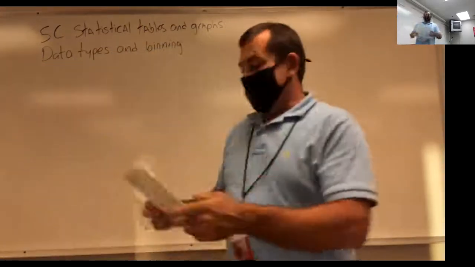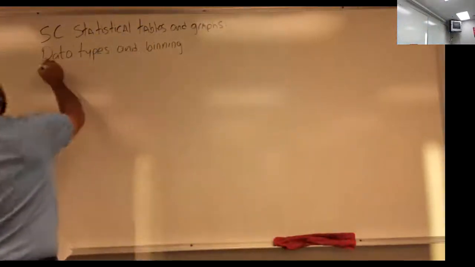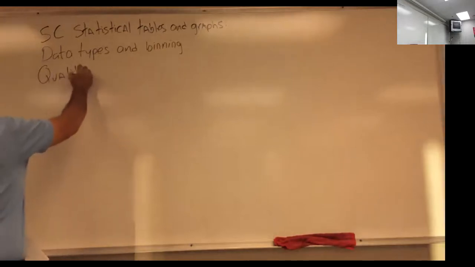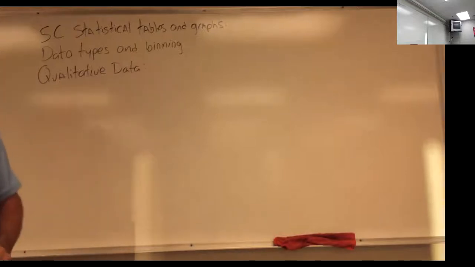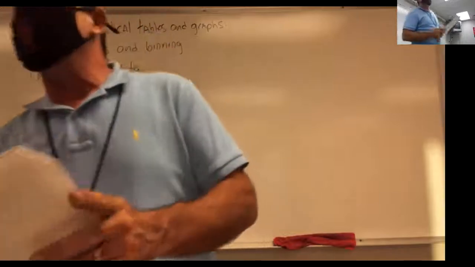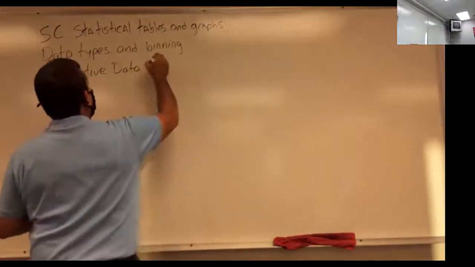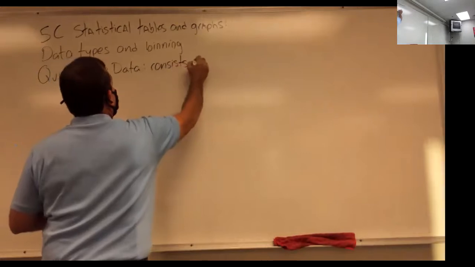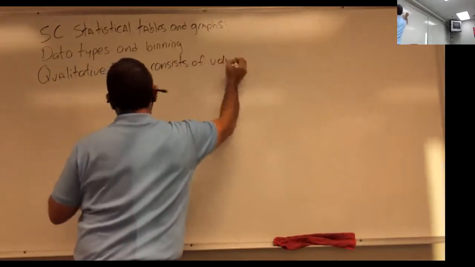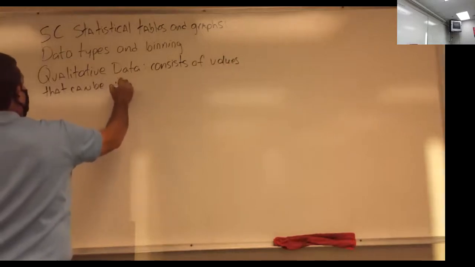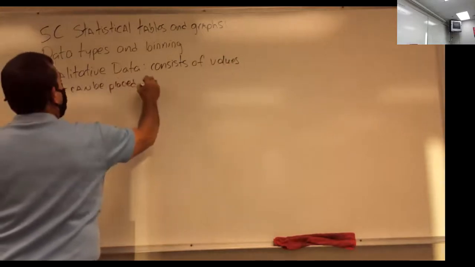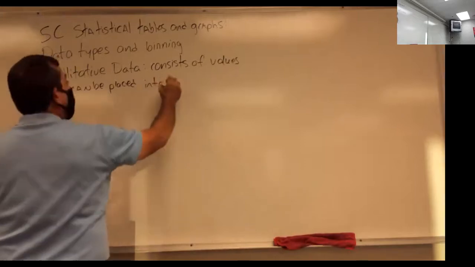So there's two main data types, y'all. We got qualitative data and quantitative data. So here we go, qualitative. Qualitative data consists of values that can be placed into non-numerical categories.